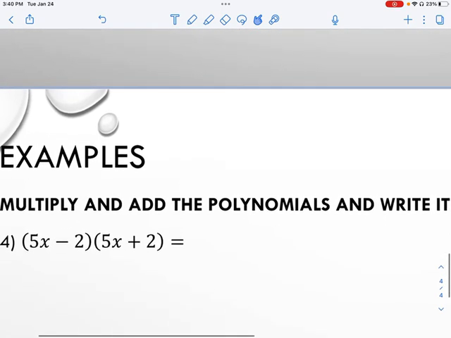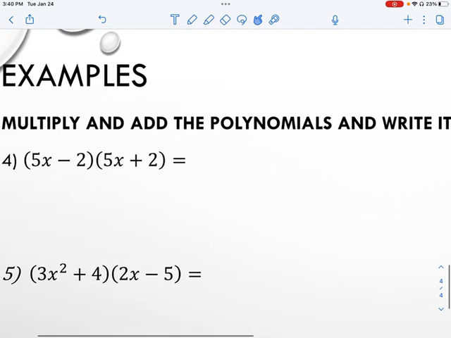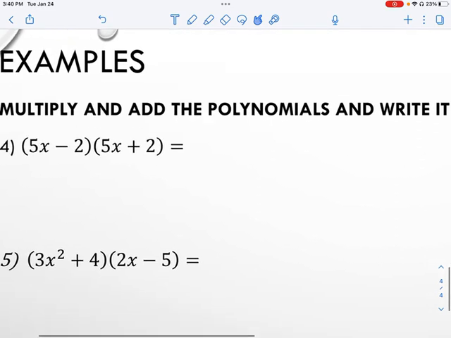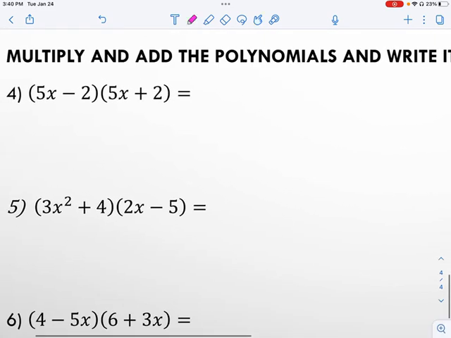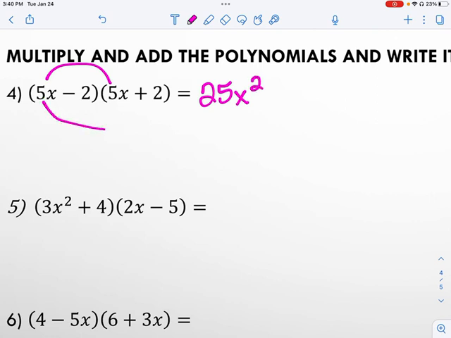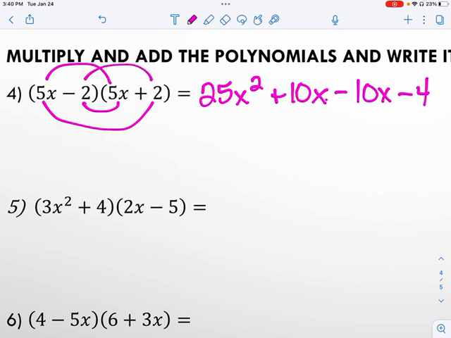Okay, so let's try a couple more just to see some different characteristics of it, or what else could happen with it. So we start off here. I go 5x times 5x, first times first. So 25x squared. I'm going to do the outside, which would give me plus 10x. I'm going to do the inside, which gives me minus 10x. And then I do the last, which gives me minus 4.